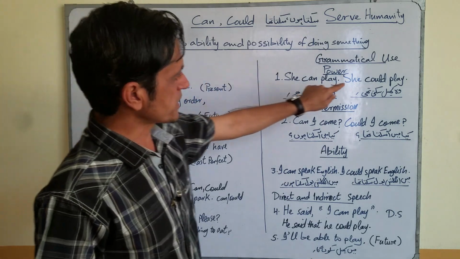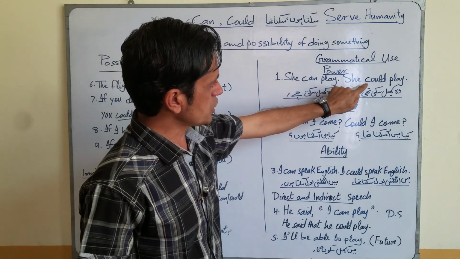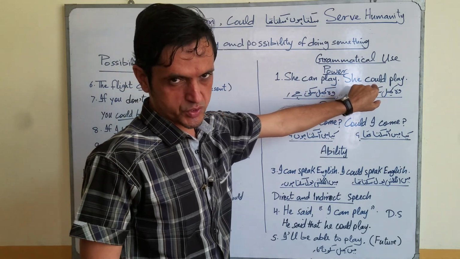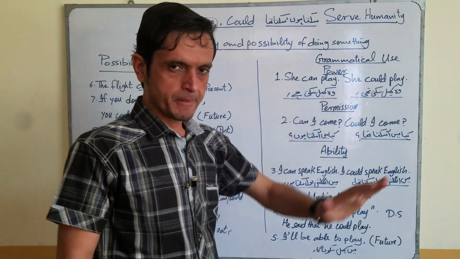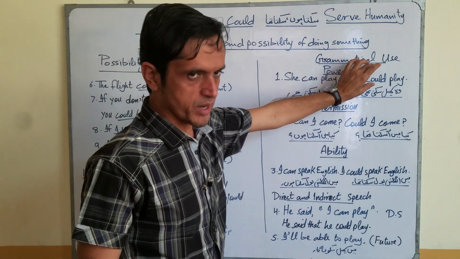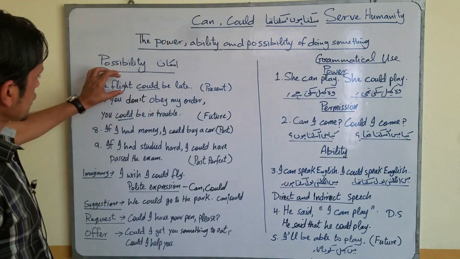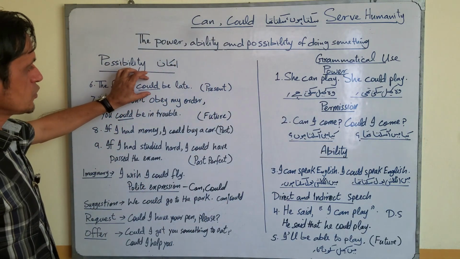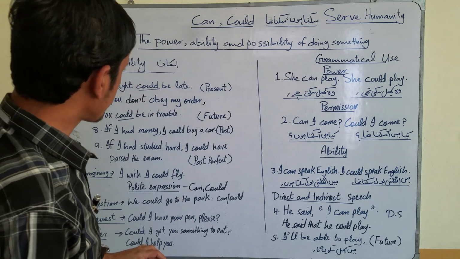It is different from this sentence. For example, if you say she could play, we have also used could here, but here it shows past tense, because here there is not any possibility, but there it shows possibility, so we use could for the present tense.